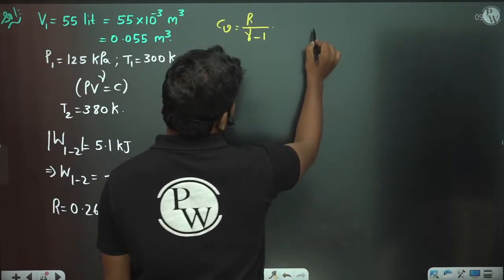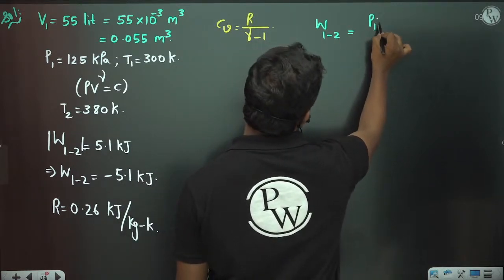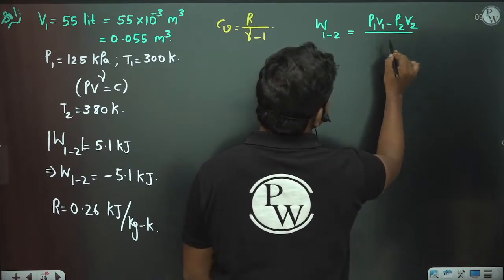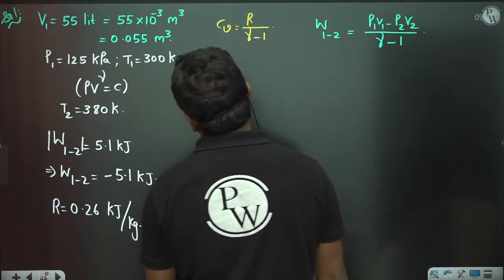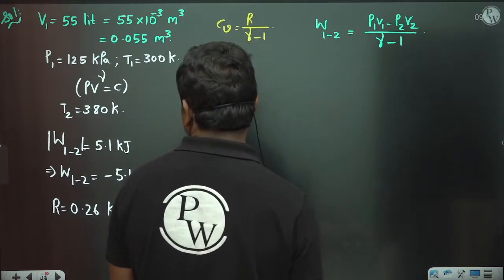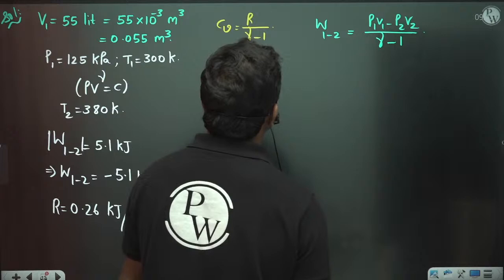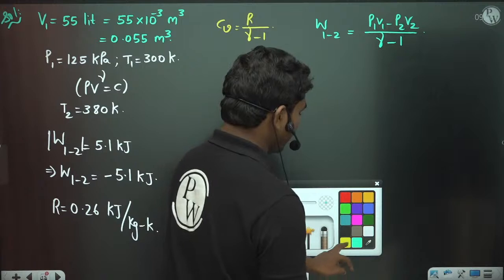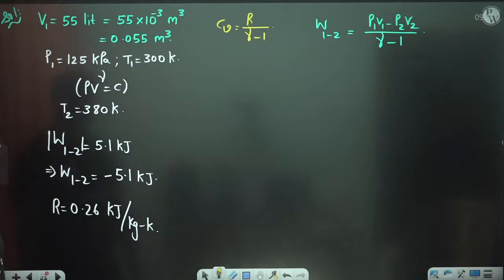This work interaction is equal to P1 V1 minus P2 V2 upon gamma minus 1, because n minus 1 generally, and n is equal to gamma in this case. But we don't know what is V2 actually. So V2 is also not known to you still. We know only about this R and also the work interaction, P1, T1 and T2. We don't know what is gamma actually. Characteristic gas constant is known to you, so we have to calculate gamma. So how do you calculate this gamma? T1 is known, T2 is known, P1 is also known, correct?